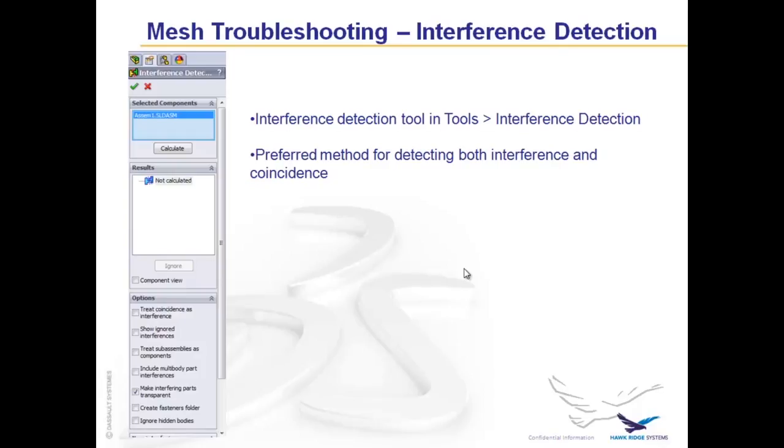I find this is my favorite method for figuring out both interference but also coincidence. If you see here, this checkbox on the left, treat coincidence as interference. This is a great tool for figuring out, let's say I have a global contact set, and you know that global contact sets only apply to initially touching faces. So if the faces aren't touching, you're not going to get that global contact set applied to them.